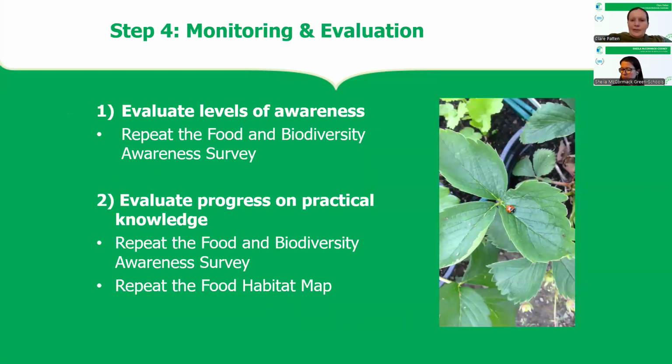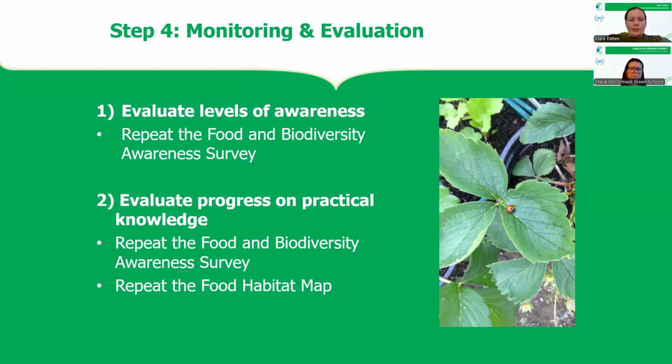Okay, on to step 4 then. So step 4 is basically a repeat of step 2, apart from you do it in year 2. So it's looking back and seeing what has changed since you began working on this theme. So again, there's 2 essential actions. You repeat the awareness survey and you look again at your habitat map.